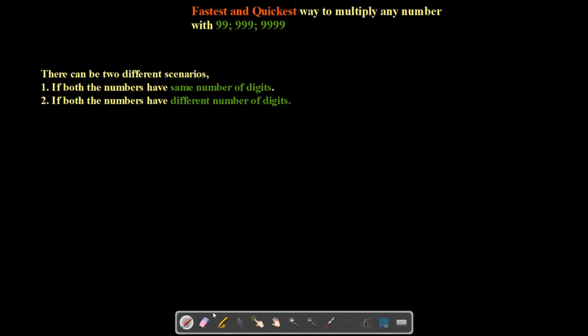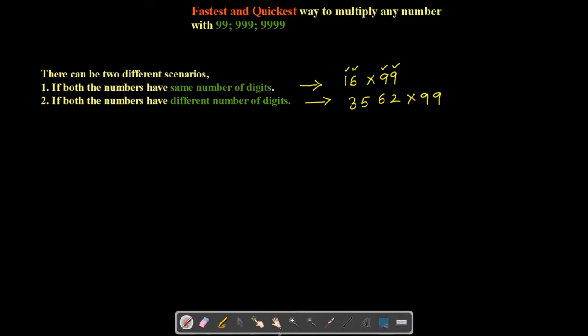The first scenario is if both the numbers have the same number of digits. For example, 16 multiplied by 99: here I have two digits and here we have two digits. The other scenario is if the numbers have different numbers of digits, for example, 3562 multiplied by 99.